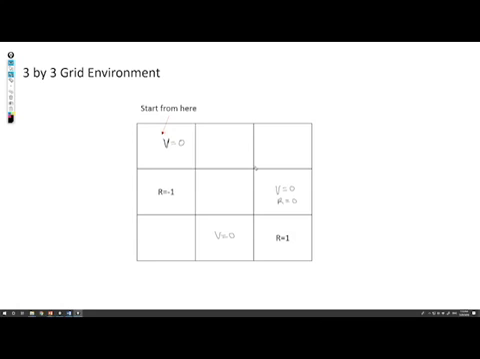And then we can also label the states like this. Say state 0,0, state 0,1, state 0,2, state 1,0, state 1,1, just like a matrix. State 2,0, state 2,1, state 2,2. And I think that's it for the introduction of the environment.